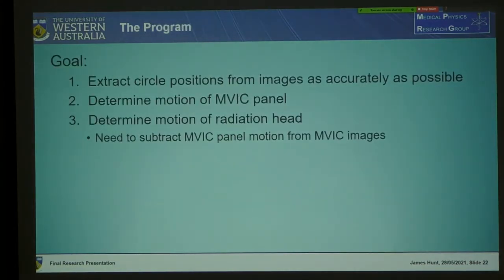So the goal of my program, I did a big MATLAB program, was the bulk of my time. First goal was to extract the circle positions as accurately as possible from the images. Second goal was to determine the motion of the MVIC panel itself, and the third was to determine the motion of the radiation head. To get that accurately, because we're using the MV panel for all our data, we need to subtract the MV panel motion from the images to get the radiation head data.